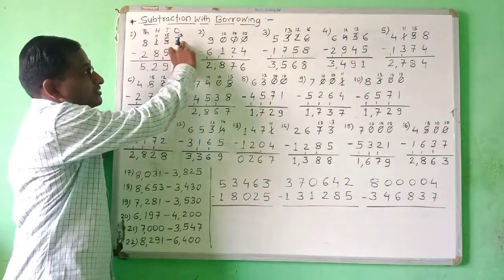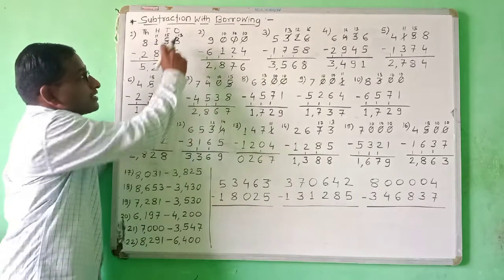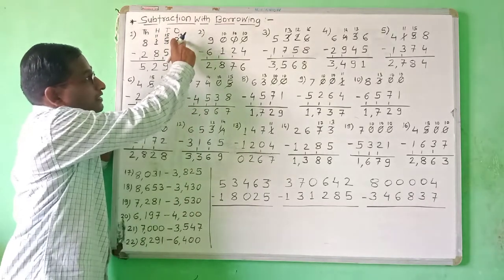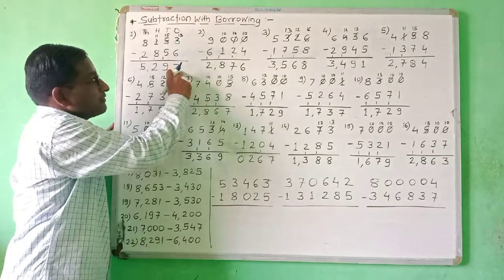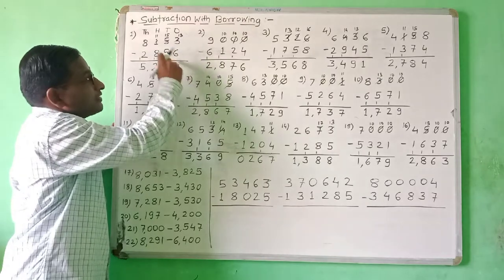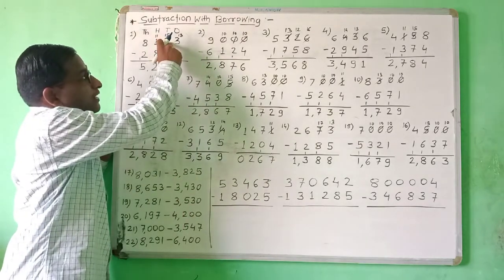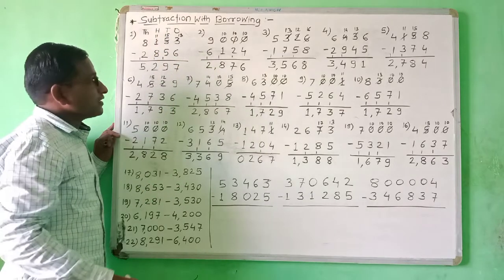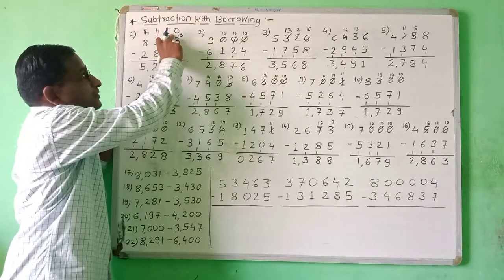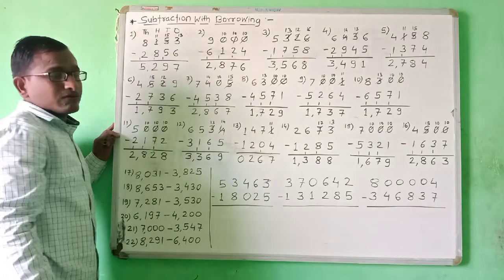Here in the 1's place, 3 minus 6 is not possible. So 3 is considered as 13. 13 minus 6, 7, carry 1. 1 plus 5, 6. Again 5 minus 6 not possible, so again 5 is considered as 15. 15 minus 6, 9, again carry 1.